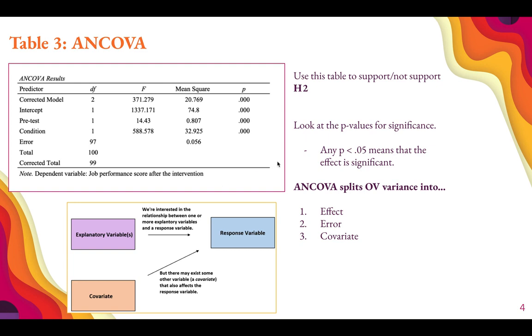So those are the main things that you should be looking at for this table, just the p-values. Make sure to note your dependent variable, and in your analysis, it depends on what your table shows, but that's what I would mainly be looking at for table 3, which is ANCOVA, to support or not support your hypothesis 2.